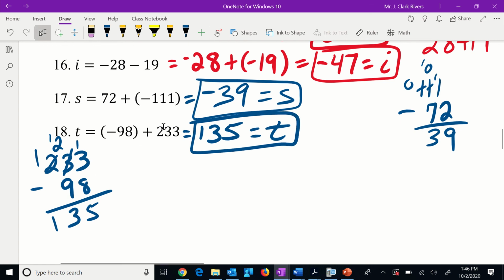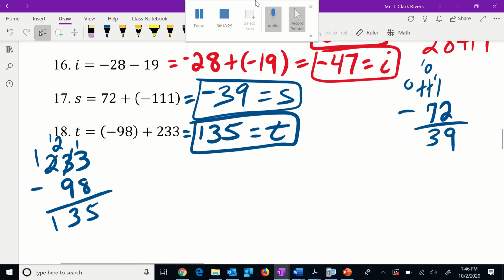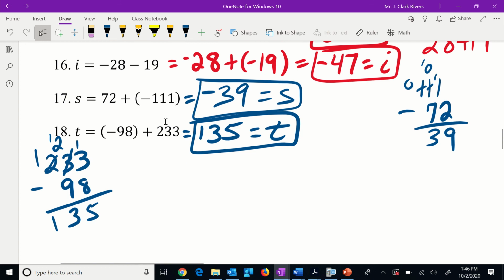Again, what do we do on this one? Negative 98 plus 233. Which number is further from 0? 233 is further from 0, so we know this sum is going to be positive. And then how far apart is 233 from 98? In other words, what's 233 minus 98? They're 135 apart.